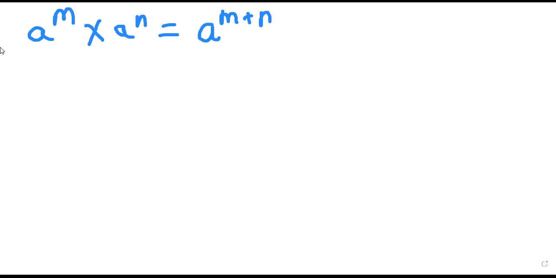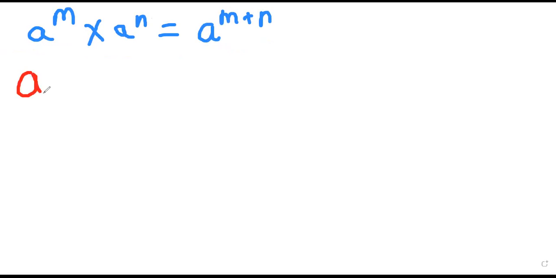Okay, so now let's come to the main point, powers and exponents. Before going ahead, we have some laws. The first law is a to the power m into a to the power n, which is equal to a to the power m plus n. This is the first law. Just note it down in your book.